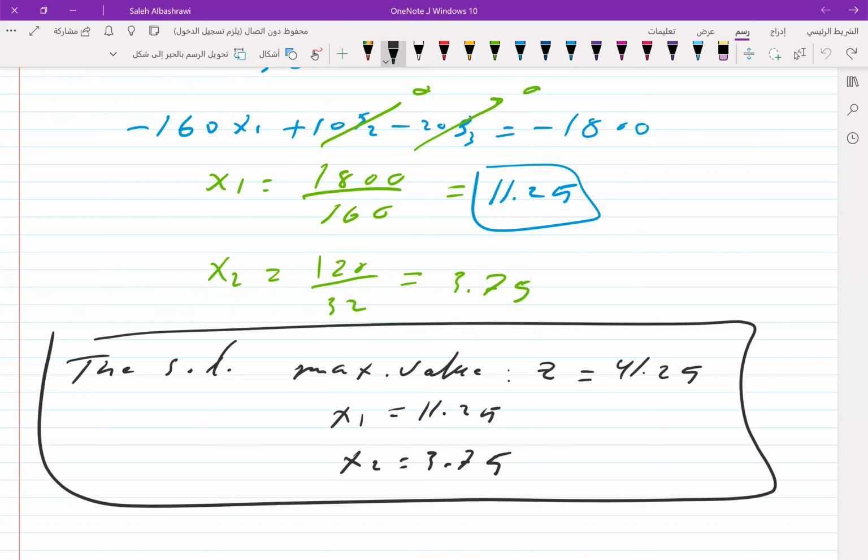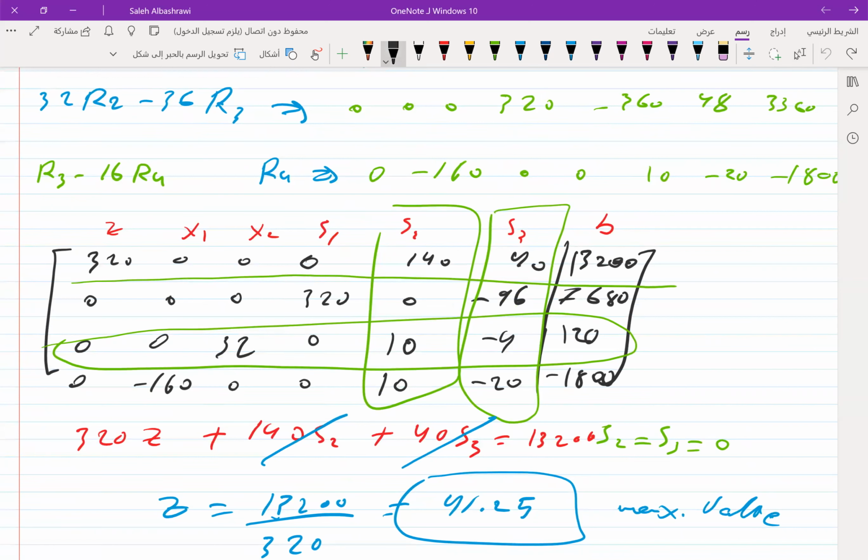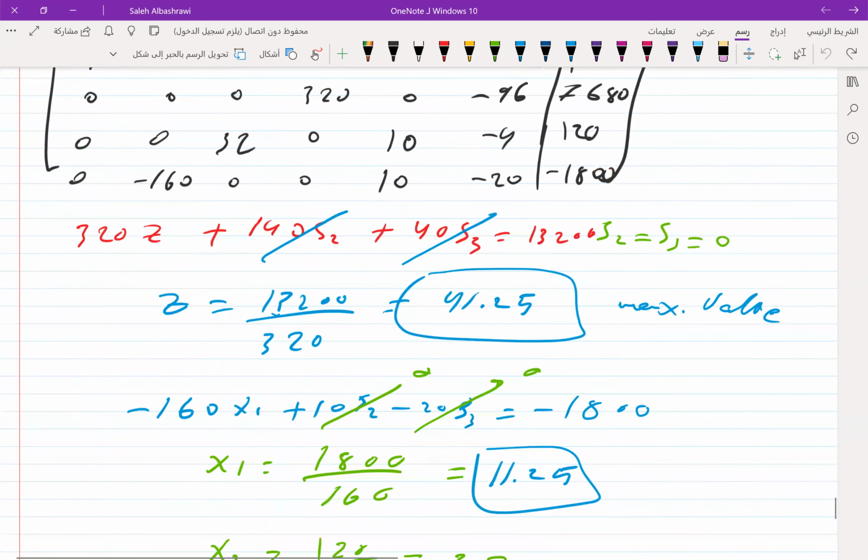The idea is to remove any negative from the objective function row, or from the first row, or in some other textbooks they use the last row. So this is the idea, to remove any negative number from the objective function row. And if we get all of them positive or zeros, then we can stop and find the values for x1, x2, and the maximum value. So this is the idea of the simplex method.